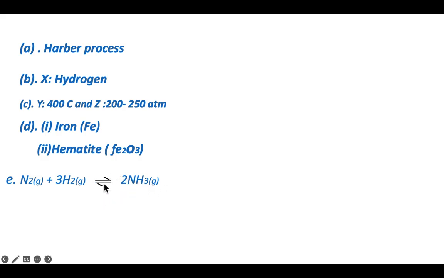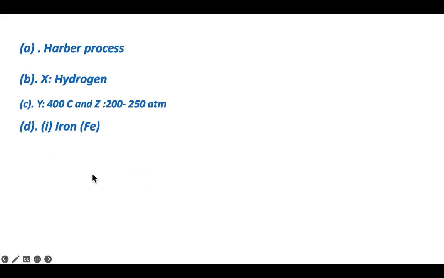So the reaction is reversible, okay? So these products can be changed into reactants. If you're looking at the equation, here we have two nitrogen atoms and 6 hydrogens. If we multiply 2 times 3, we get 6. So the equation is balanced, okay?